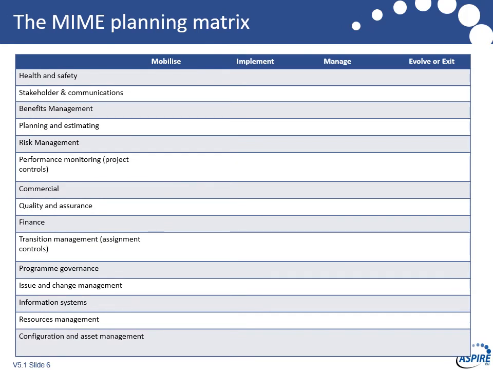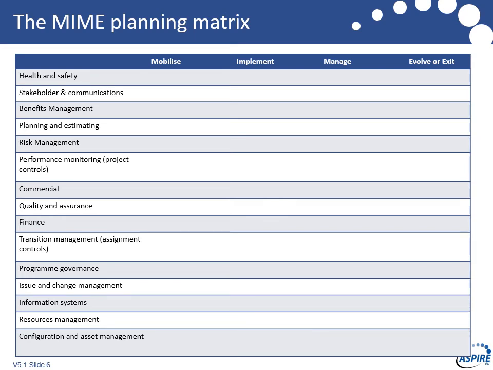So here's what we call our MIME planning matrix. So mobilize, implement, manage, evolve. And so the idea being is, here's the main processes. What you want to decide is which ones are the problematic ones. Which ones are causing us the most hurt and pain. We may find some already exist. So we might find finance is already there, commercial is there, so we just need to learn up to them. Maybe we've already got risk management working, something like that.